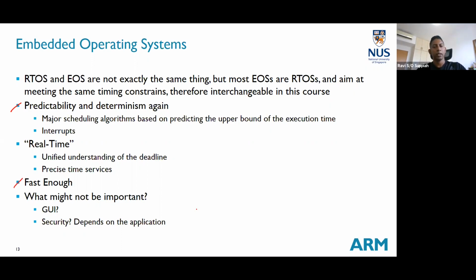That's all. All right. So in a general embedded operating system, a GUI and security depend on the application context, to what extent you may need a GUI, to what extent you need some security and so on. But the real-time nature or requirement will definitely be there.